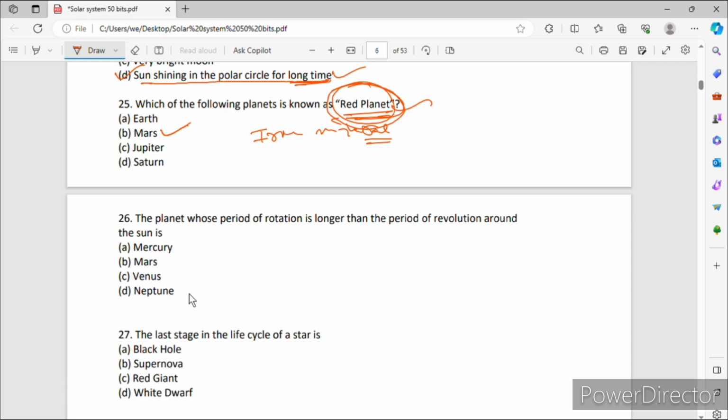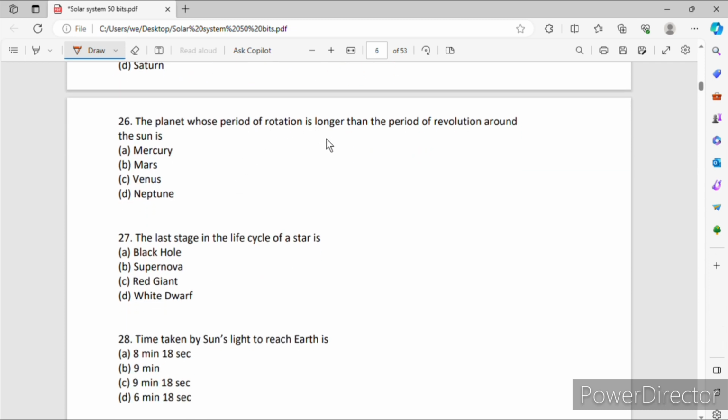And if you see the next question, the planet whose period of rotation, that means the rotation about its axis, is longer than the period of revolution, that means around the sun, means which planet has a lesser time of revolution compared to its rotation. If you see the options, Mercury, Mars, Venus and Neptune, these are the options given.